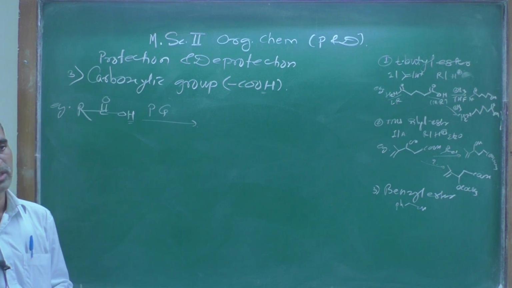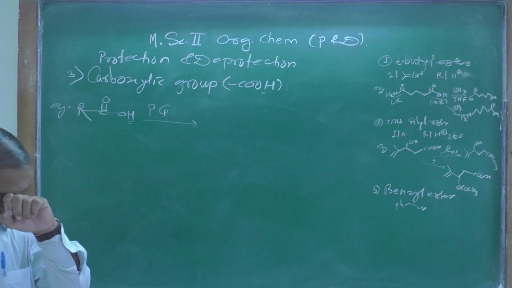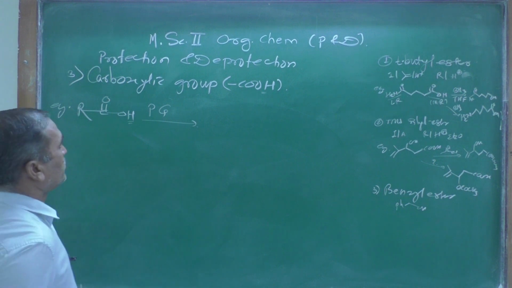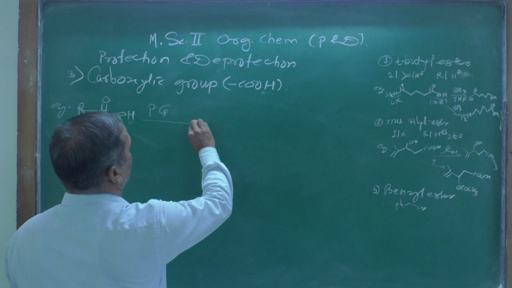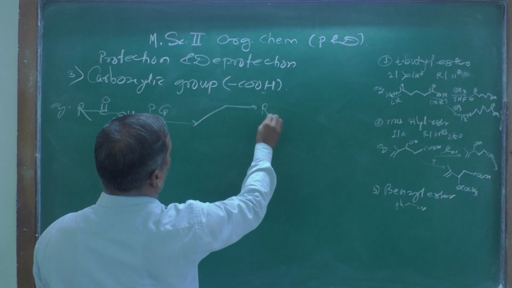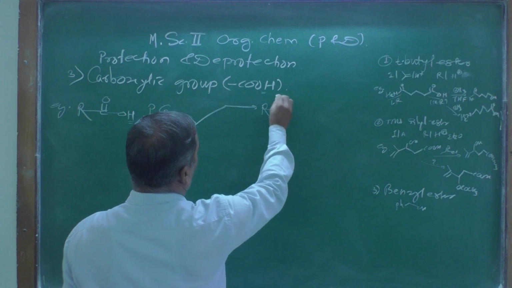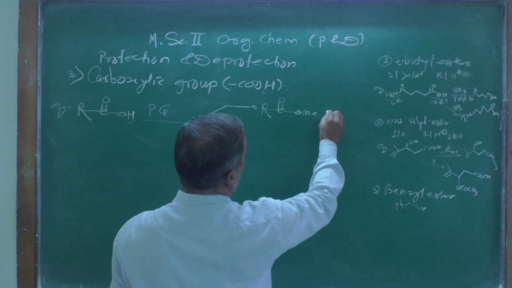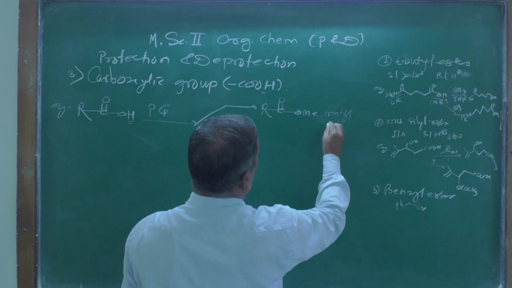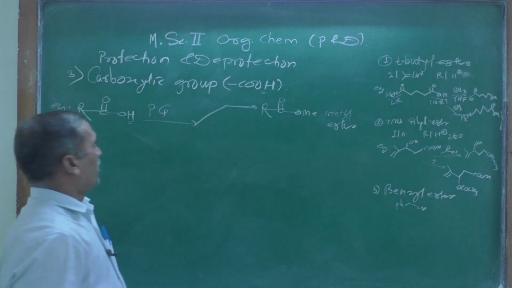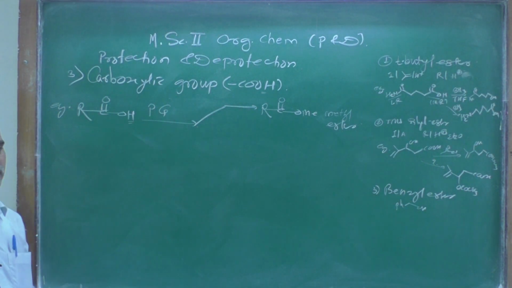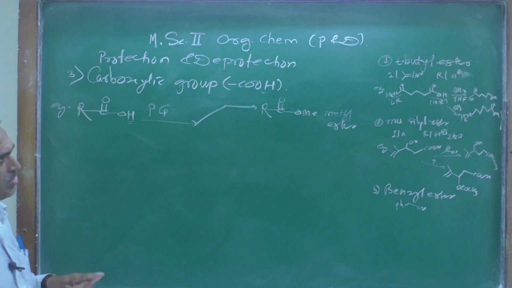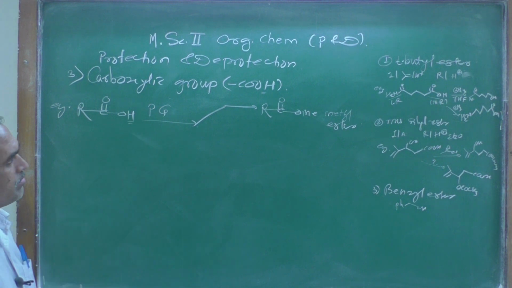We can then carry out the reaction at the other end and we will get the desired product. Suppose this is treated with some reagent and you get here R C double bond O, then OMe. That is called a methyl ester. The reagent here is alcohol in the presence of acidic condition, so you will get this type of product.